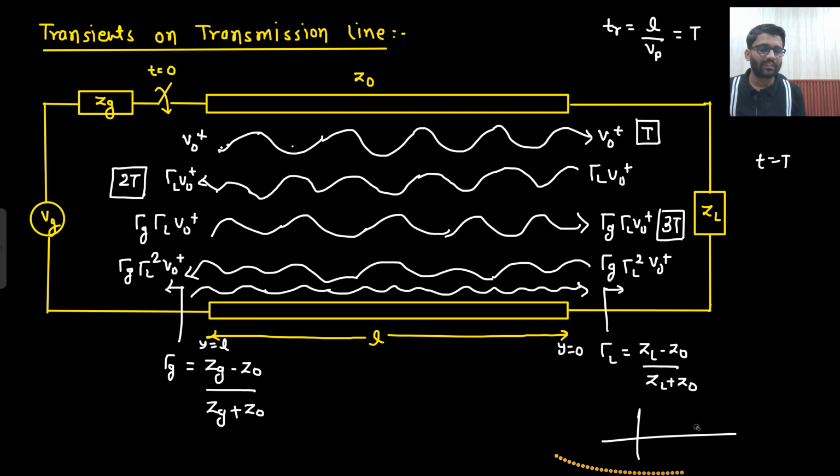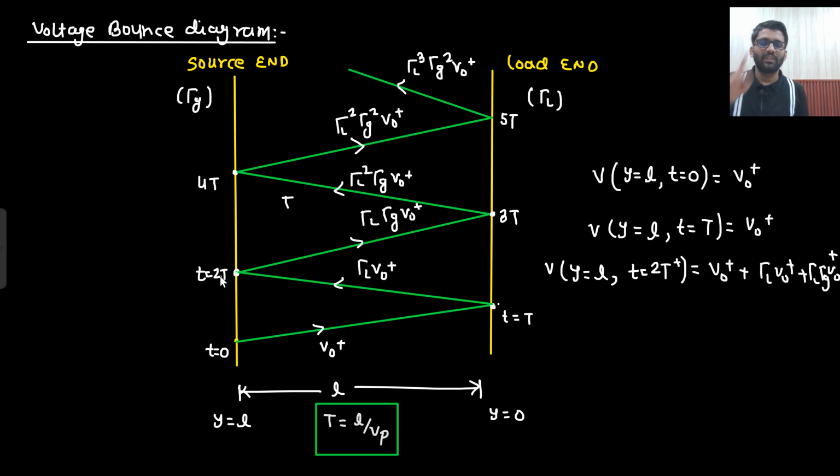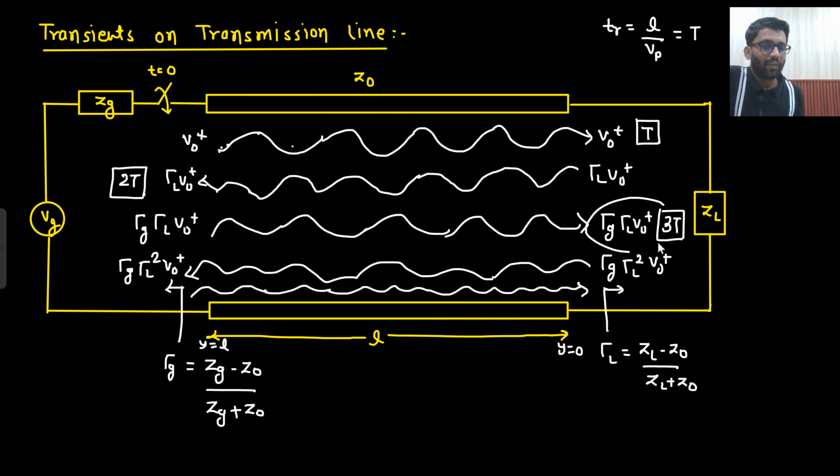So from now onwards, from the bounce diagram only we will be solving the problem. From the bounce diagram, at t equals 2t, what can we see? We can see V naught plus, gamma L V naught plus and gamma L gamma G V naught plus. Now if I ask V at y equals L at t equals 3t, where will be 3t? Here there will be 3t. At 3t what you can see is V naught plus, gamma L V naught plus and gamma L gamma G V naught plus only. Because at t equals 3t you have reached here.